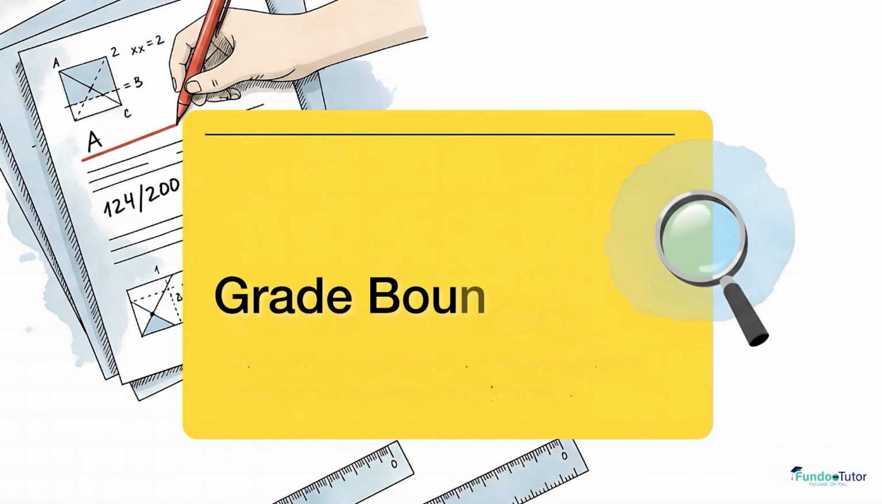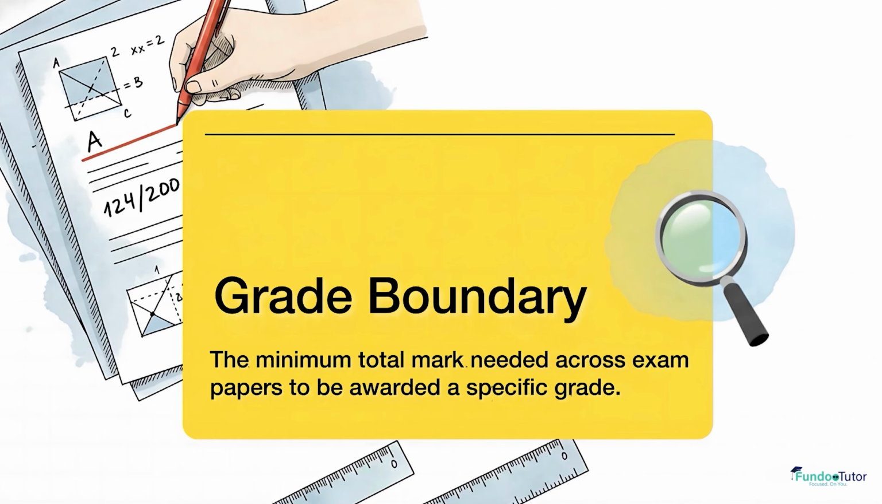Okay, first things first, let's get on the same page. A grade boundary is simply the cutoff point. Think of it like a line in the sand. If the boundary for an A is, say, 124 marks out of 200, you need to score 124 or more. It's the official line that Cambridge draws after all the papers have been marked.